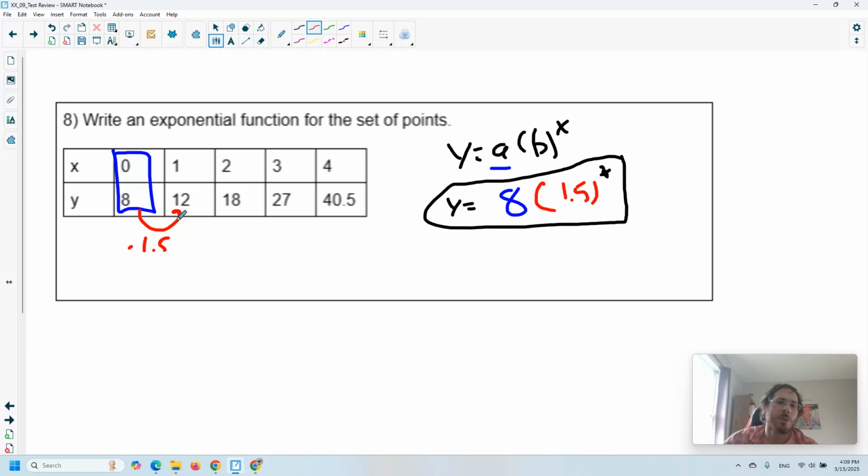If the 1.5 was a little tough to see, just remember you can always divide these two, and we'll get 1.5 if we divide those. It's always the last one divided by the second to last one. So that's a really quick way to figure out what b is in case you aren't sure, or in case you just want to double check.